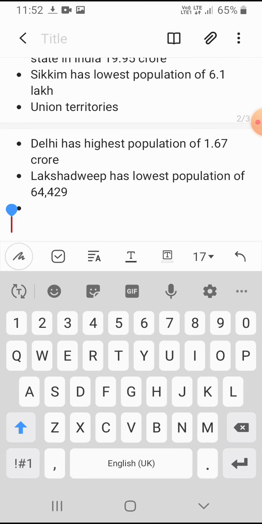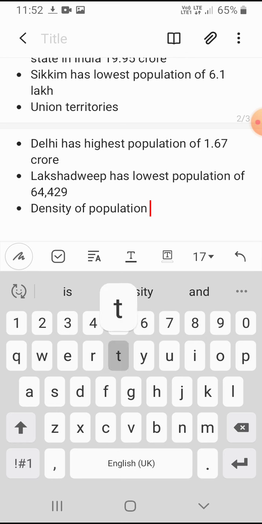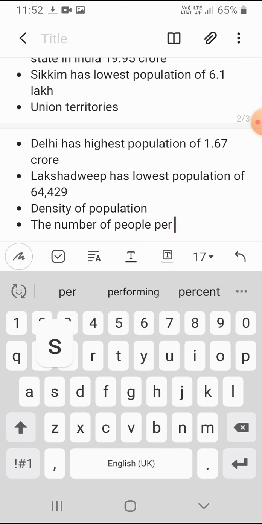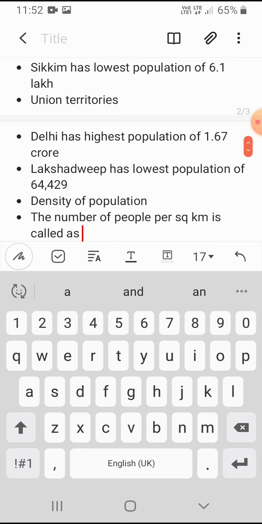Last video we stopped at density of population distribution. The next topic is density of population. They may ask for 1 mark to explain density of population. Density of population is the number of people per square kilometer. The number of people per square kilometer is called density of population.